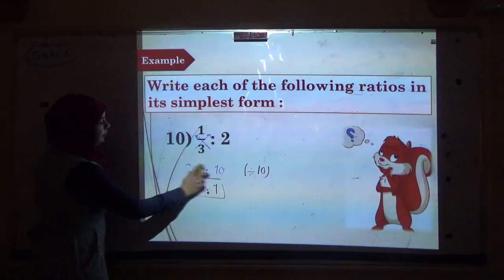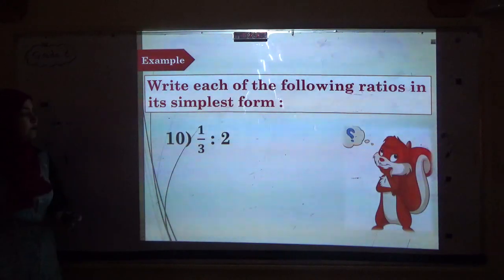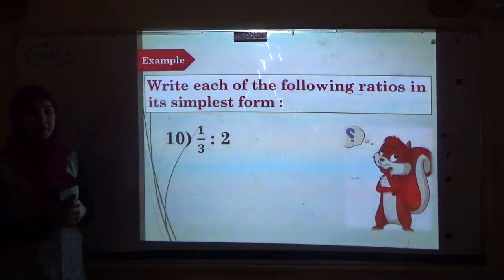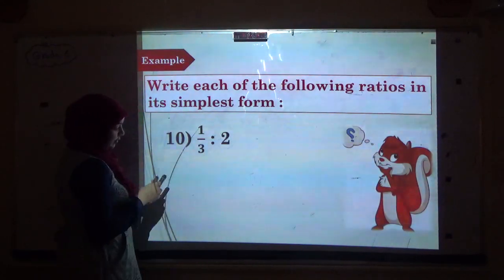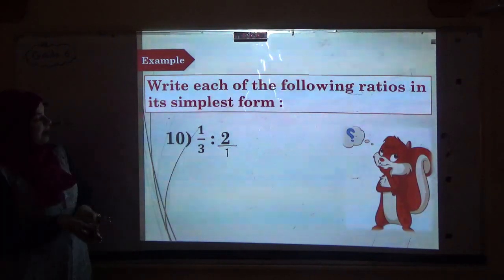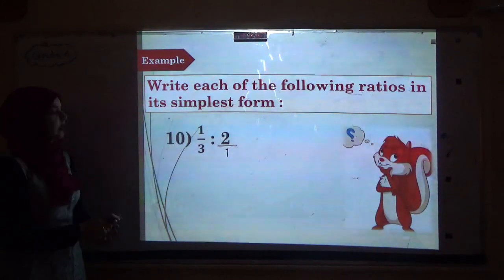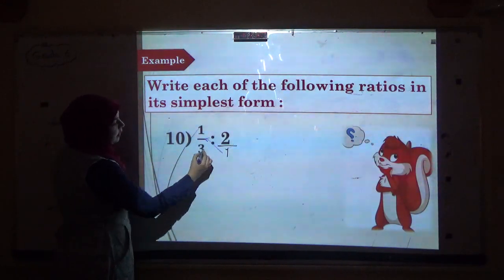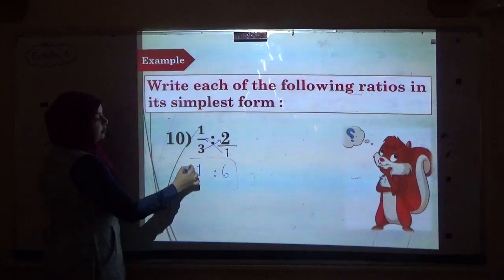The last example. Here 1/3 is a fraction, but 2 is a whole number. So we can write 2 as a fraction with denominator 1, because 2 over 1 equals 2. Here we have the fraction 1 over 3, and 2 becomes the fraction 2 over 1. Now we can use cross multiplication. 1 multiplied by 1 equals 1, and 3 multiplied by 2 equals 6, and 1 to 6 is the simplest form.